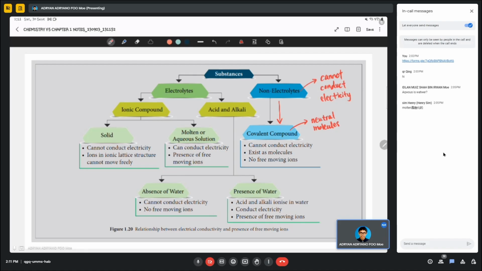You see? I explain, this is what we call explain. You originally had the idea but you did not write it out, so you have no marks. So no free moving ions. If I have no ions, then what? I cannot carry electrical charge. Okay, so this is how you explain. See? From the diagram I already told you how to get 3 marks or 2 marks. Okay, so next we see electrolytes. Electrolytes have 2 types: ionic and acid alkali.